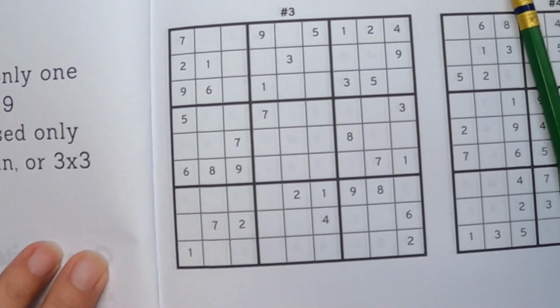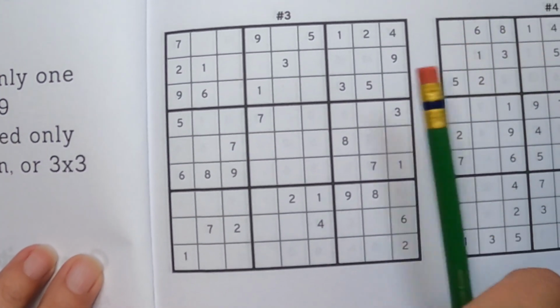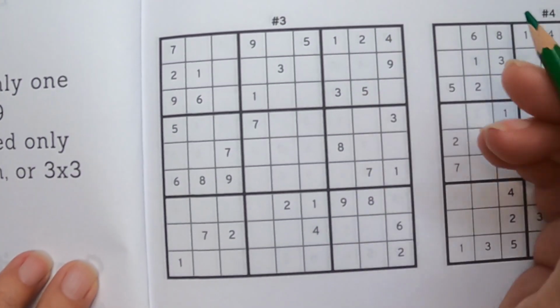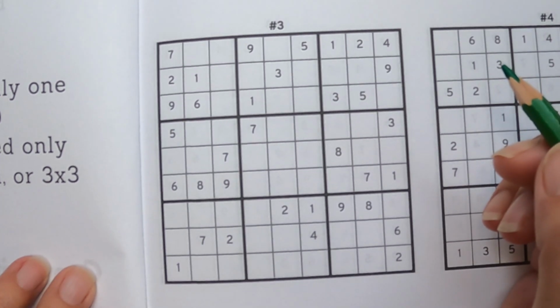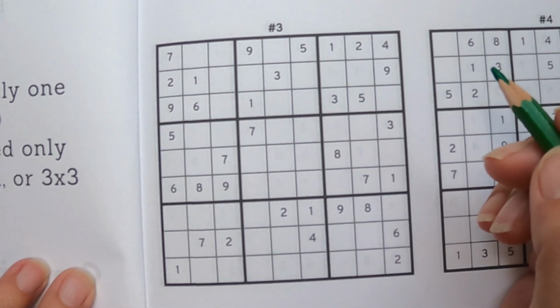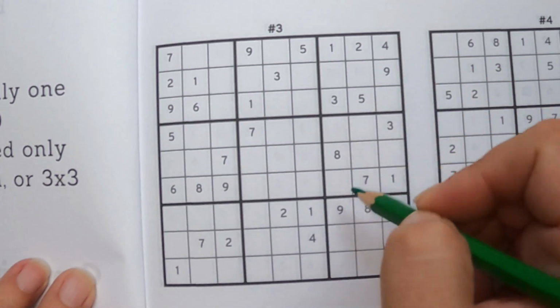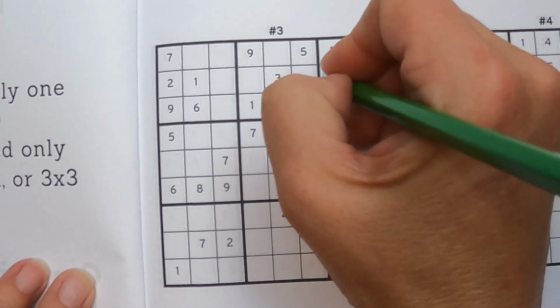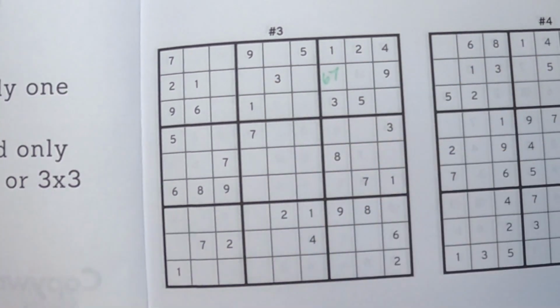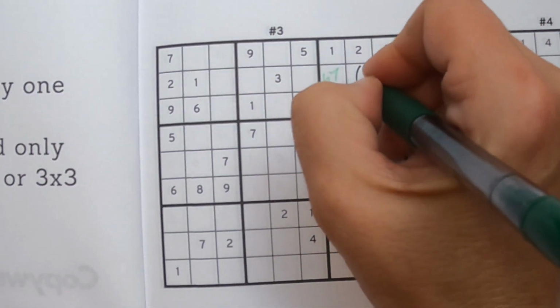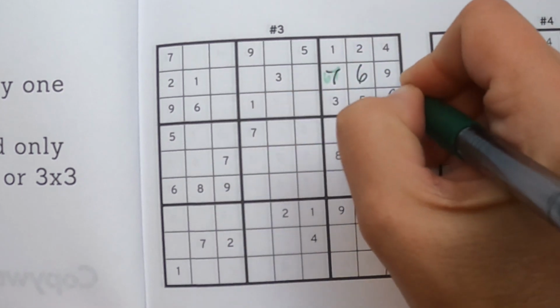Today we're doing puzzle number 3. If we start with this box, we're missing 6, 7, and 8. We've got an 8 here, so 6, 7, 7 and 8 here. So that makes this our 6, 7, 8.